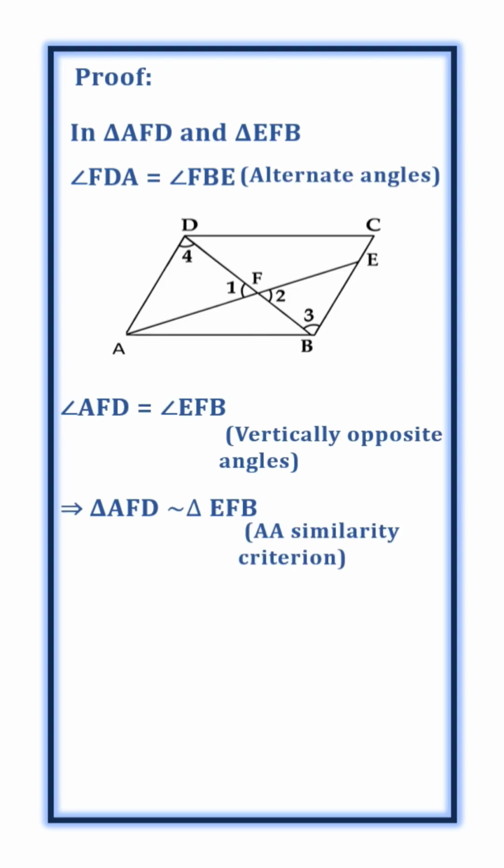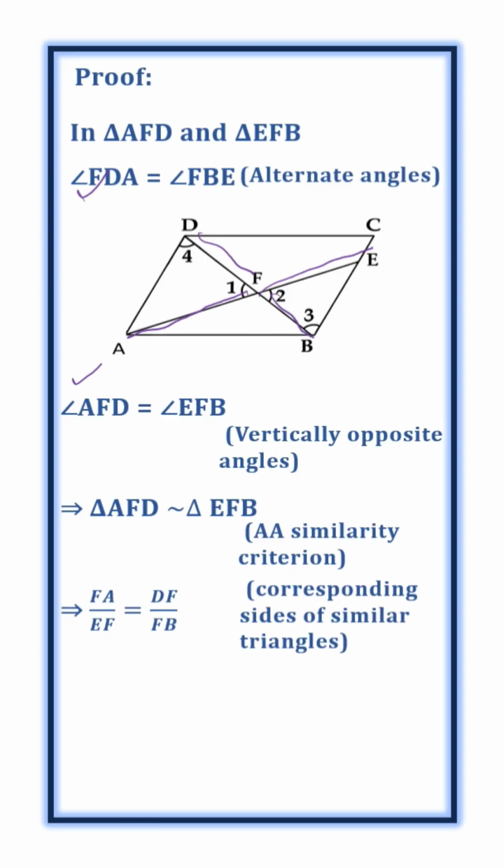Angle similarity criterion. It means that FA, where is FA? This one, upon EF is equal to DF upon BF or FB. Both are same. Why? Corresponding sides of similar triangles are always proportional. It means that now cross multiply: DF into EF is equal to FB into FA. This is the result we wanted to prove, hence proved.